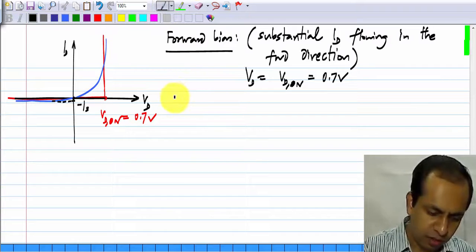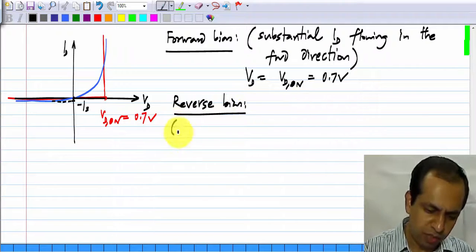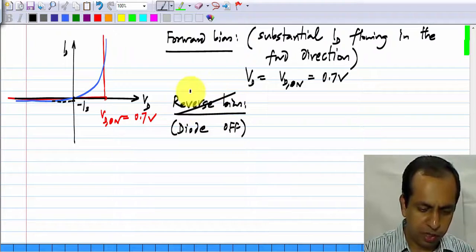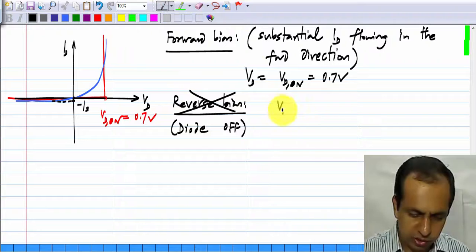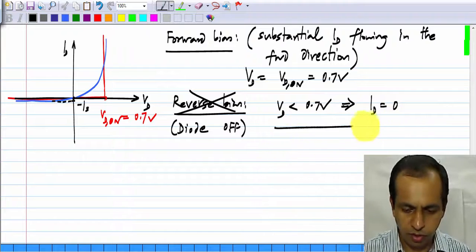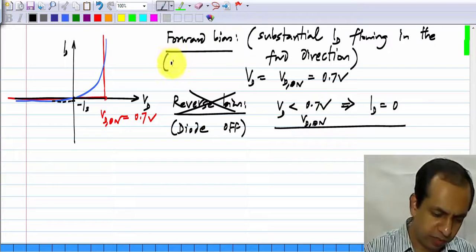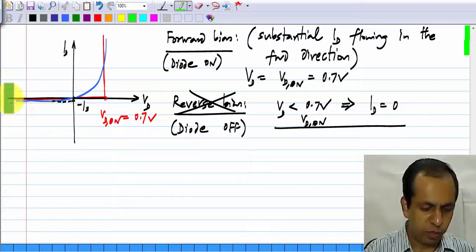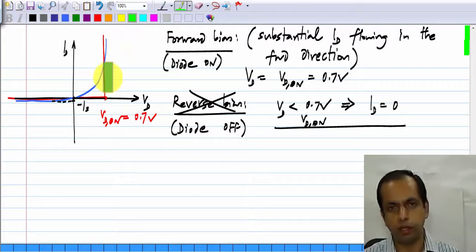And then I will call it reverse bias. Basically, when the diode is off, by the way, I refer to this as the diode being off, and I should not really call this reverse bias because Vd is not necessarily negative, it also includes Vd less than 0.7 volts. So, this means that if Vd is less than 0.7 volts, the current will be 0. So, if VD is less than VD on, the current will be 0. The forward bias is when the diode is on. So, it looks like some kind of a switch where it can go from off state where there is no current to on state where the voltage is constant and it can support any current.